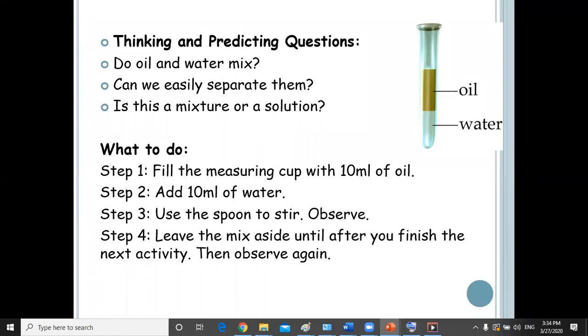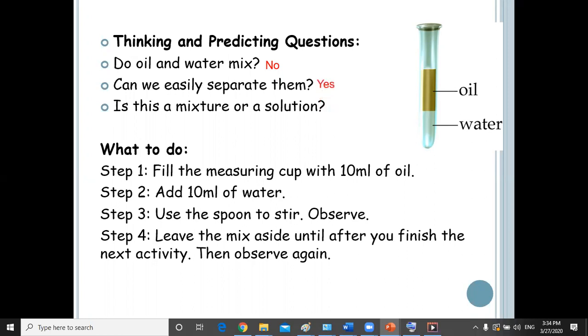Now I want to ask you these questions. Do oil and water mix? No, excellent. They make two layers. The second question is, can we easily separate them? Yes, excellent. We can easily separate them.